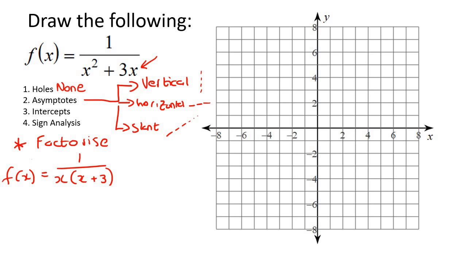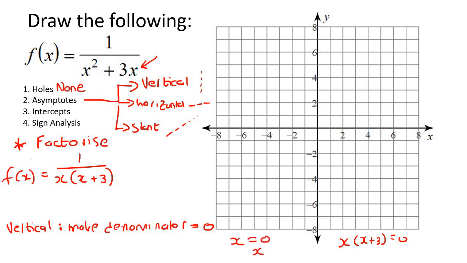Okay, so to find vertical asymptotes, make the denominator equal to 0. We take the denominator, which is the bottom part, and we make that equal to 0. And what do we get? Well, you would get x is equal to 0, and you would also get x is equal to negative 3. Those are going to be your vertical asymptotes. So at x equals negative 3, draw a vertical line. At x equals 0, draw a vertical line. I'm just going to do it like that so we remember there's a line there. Okay, that's your vertical asymptotes complete.